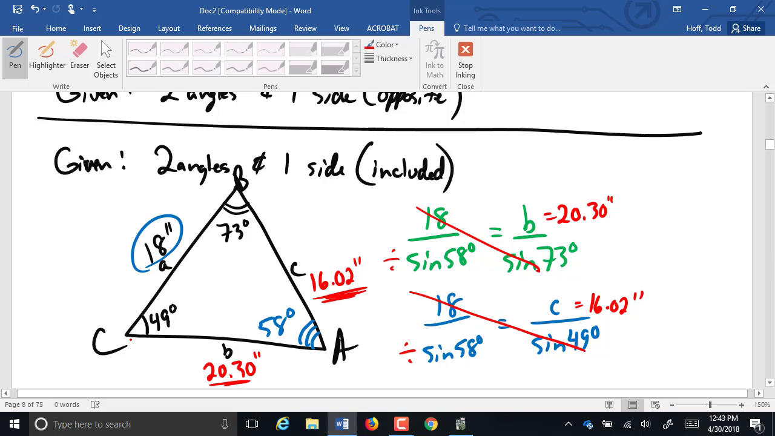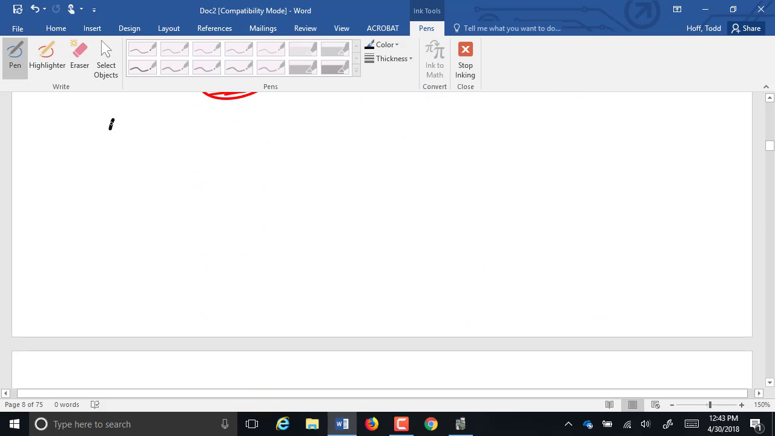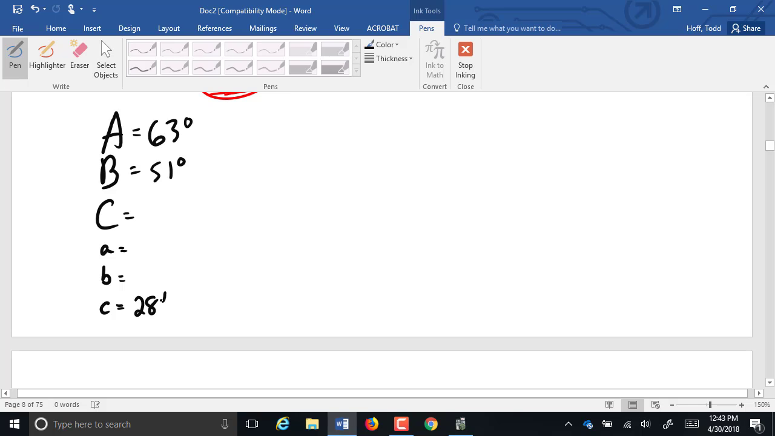And again, yes, the smallest side is opposite the smallest angle. Longest side is opposite the largest angle. All is right in the world. In fact, we don't even need the triangle here. We could be given that angle A is 63 degrees and angle B is 51 degrees and side C is 28 feet.